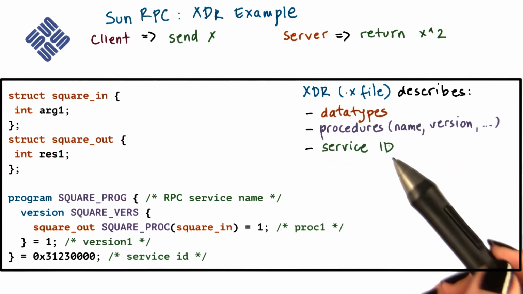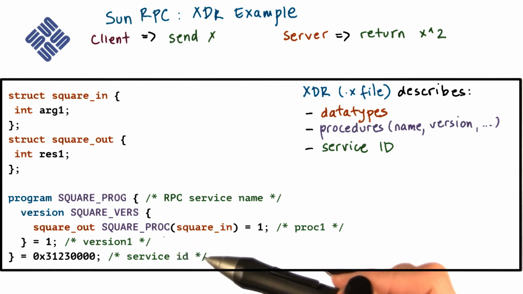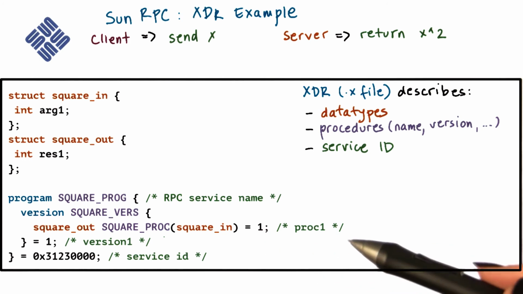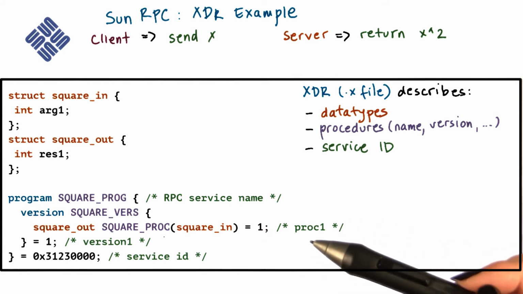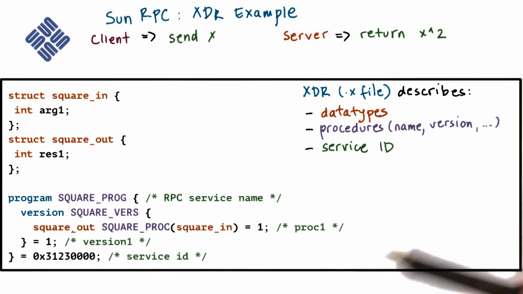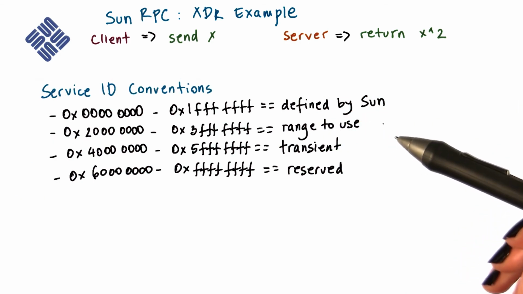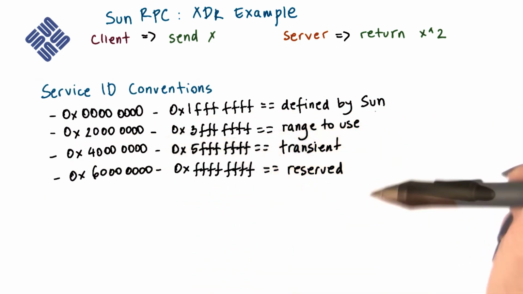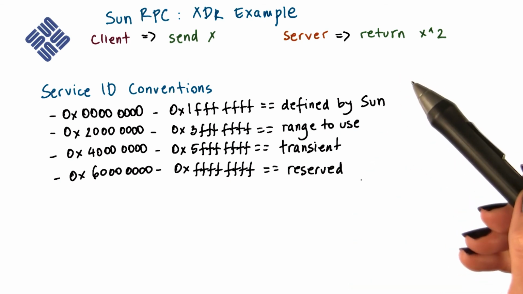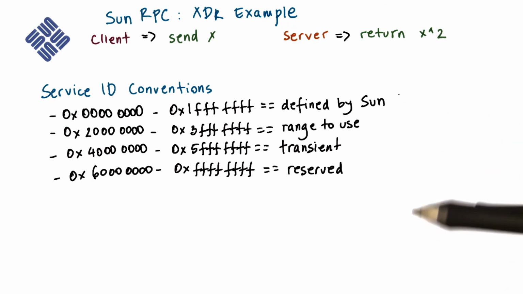Finally, the .x file also specifies a service ID. This ID is a number that's used by the RPC runtime to differentiate among the different services. So the client will use things like service name and procedure name and the version number, whereas the RPC runtime will refer to the service ID, the procedure ID, and again, it has to know the version ID. For the service ID, you're allowed to specify a value in this range. The remaining values for service IDs either have some predefined values, like for instance for the network file system, or they're reserved for future use.